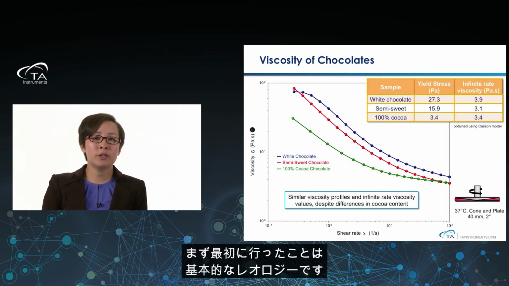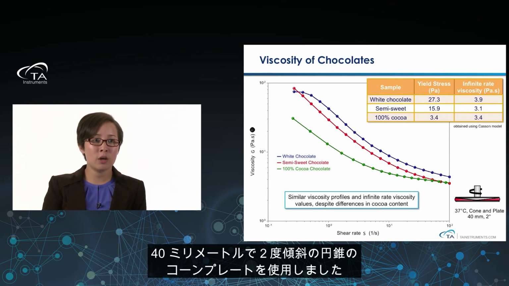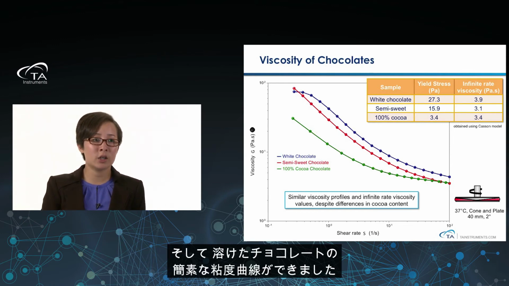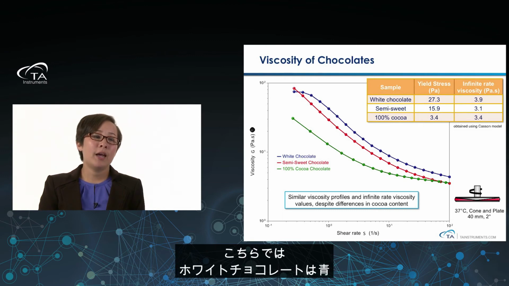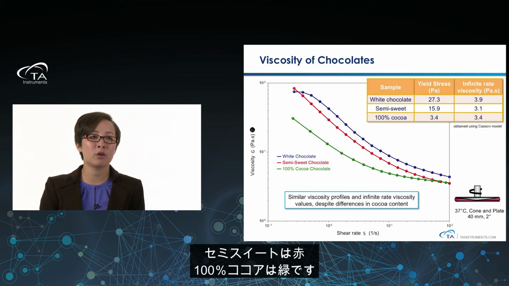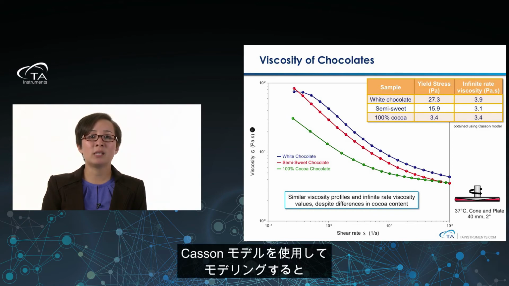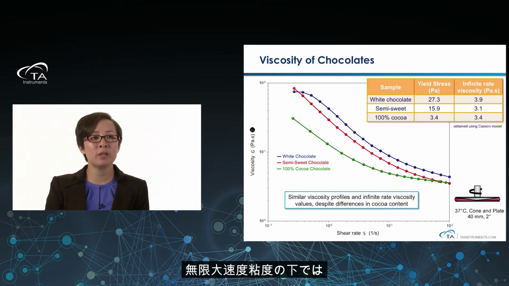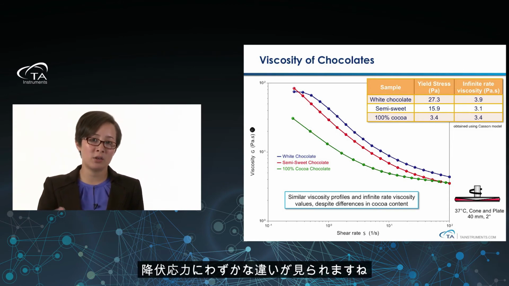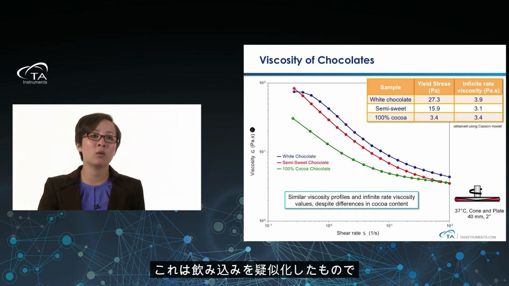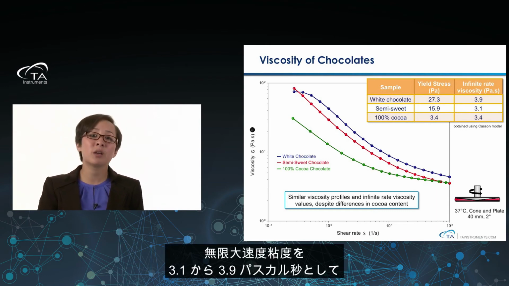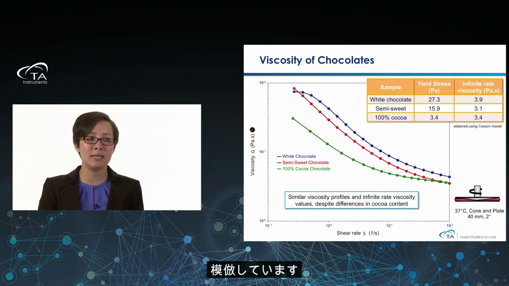What we did first was typical rheology. We used a cone and plate, 40 millimeters, 2-degree cone, and did a straight viscosity curve of these melted chocolates. You can see here we have white chocolate in blue, semi-sweet in red, and 100% cocoa in green, and all the curves look really great. But if we use the Casson model to model these different curves, you can see that the yield stresses were a little bit different, but the infinite rate viscosities, which would maybe mimic more of somebody swallowing, were very similar, ranging from 3.1 to 3.9 Pascal seconds.